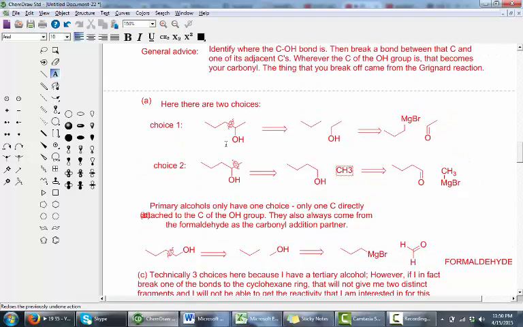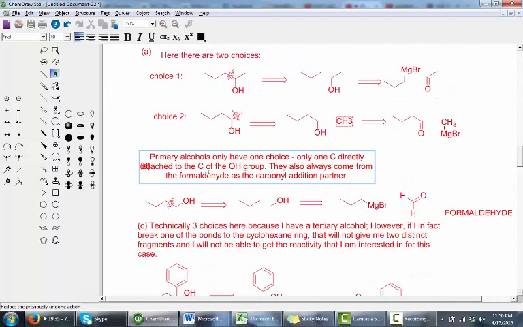Part B asks for 1-butanol, how do I do that? Well, for primary alcohols, I really only have one choice. It's the same basic idea where I find my COH, and now I need to break a bond between that C and one of its adjacent carbons. Here I only have one adjacent carbon, so I have to break it here. This is all I've done here. I've just broken that bond and divided it into 2 fragments. Now, this carbon I just attach to an MgBr. That's pretty straightforward. This carbon that has the OH, I just make that my carbonyl.